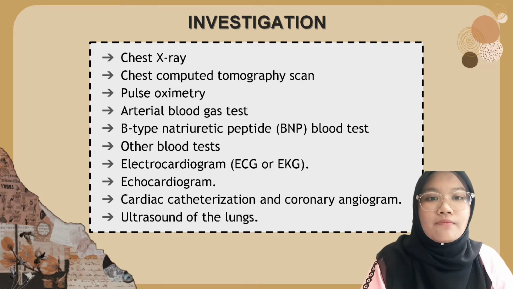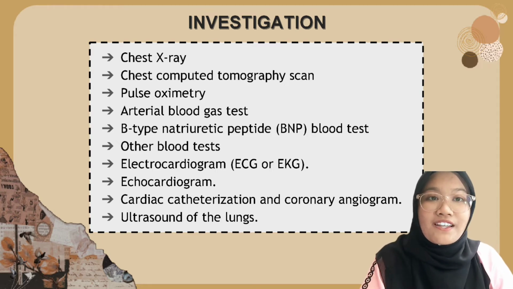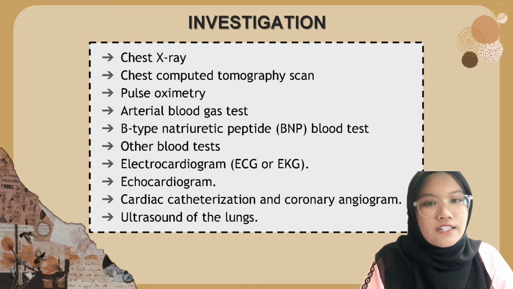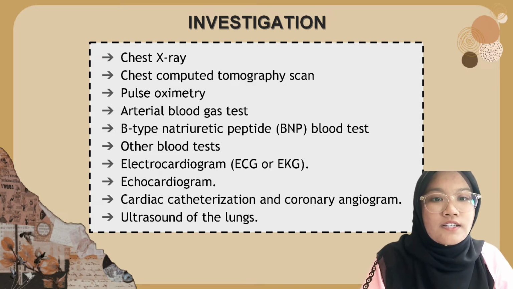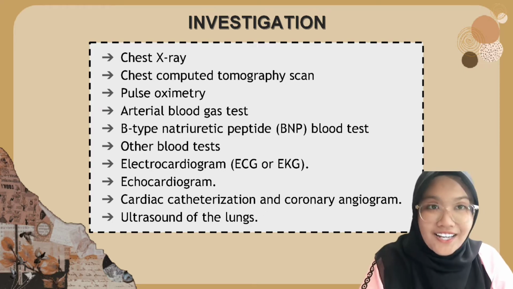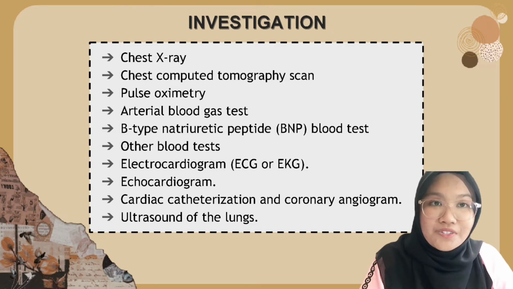Number 5 is B-type natriuretic peptide (BNP) blood test. This is because an increased level of BNP signals heart conditions. 6 is other blood tests. This is for complete blood counts, kidney function, and thyroid function tests. 7 is electrocardiogram, echocardiogram, cardiac catheterization, and coronary angiogram. And the last one is ultrasound of the lung. Next, I will pass to my friends to elaborate more about pulmonary edema.